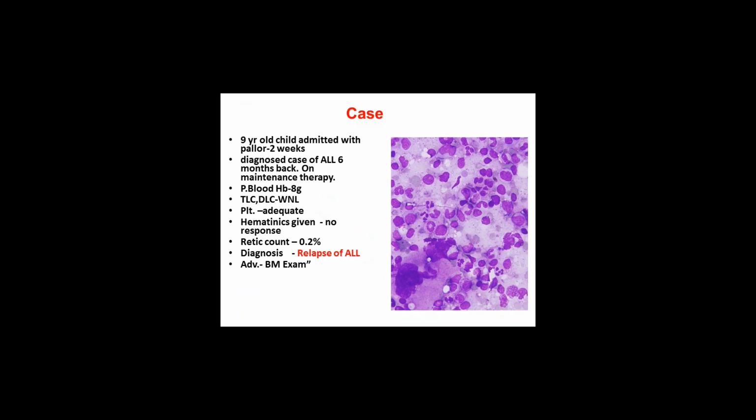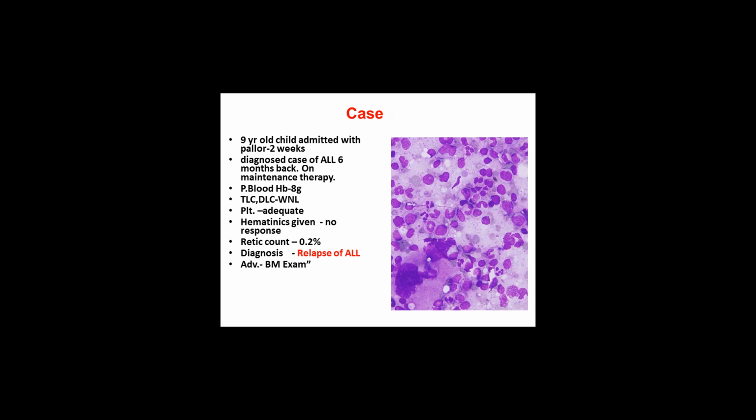We'll see a case here. A 9-year-old child who was admitted with pallor is a known case of ALL and was diagnosed 6 months back, has been on therapy since then. He is on maintenance now, but he suddenly presents with anemia and is given hematinics. There was no response. A retic count was done, which was showing 0.2% of retic. A clinical diagnosis of relapse of ALL was made, and then bone marrow was advised.